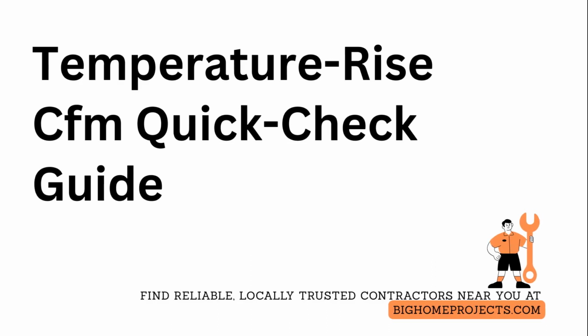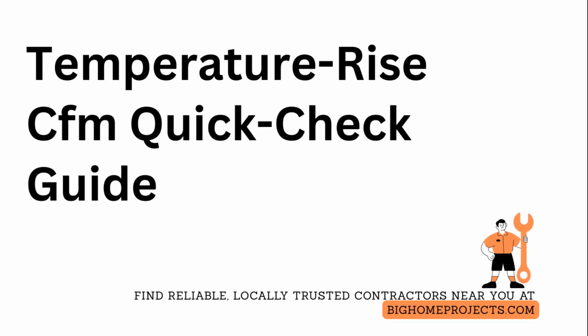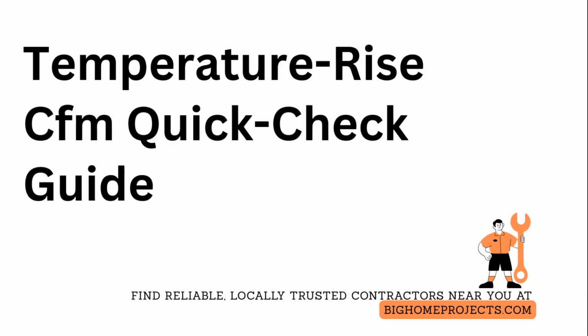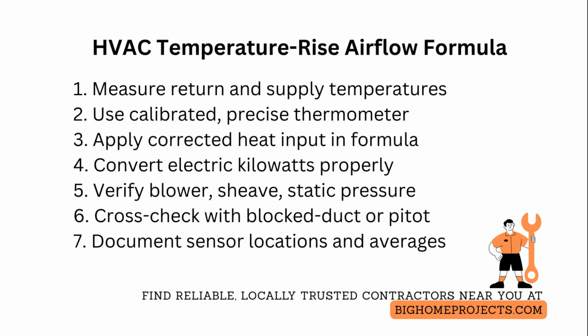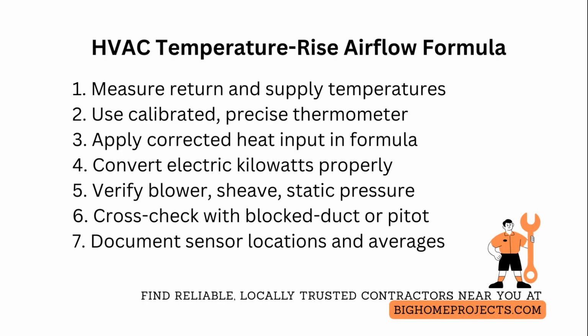Measure airflow CFM quickly and accurately using the HVAC temperature rise formula to verify system performance and safety. Start by measuring return and supply air temperatures at least 3 feet from the grill to avoid short-circuiting. Take the average of 3 readings on both sides and record them.